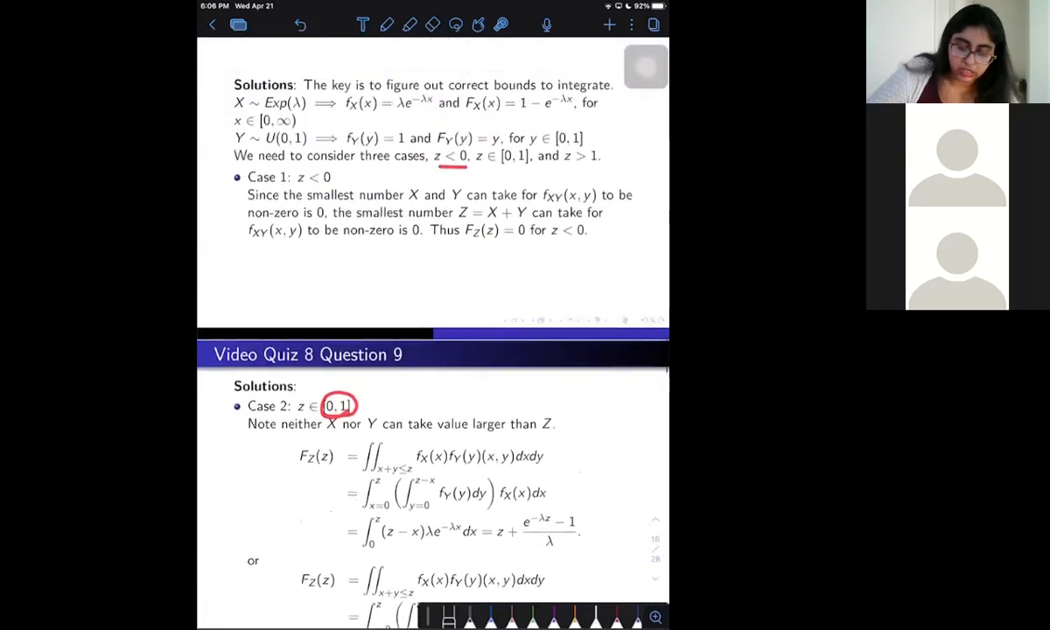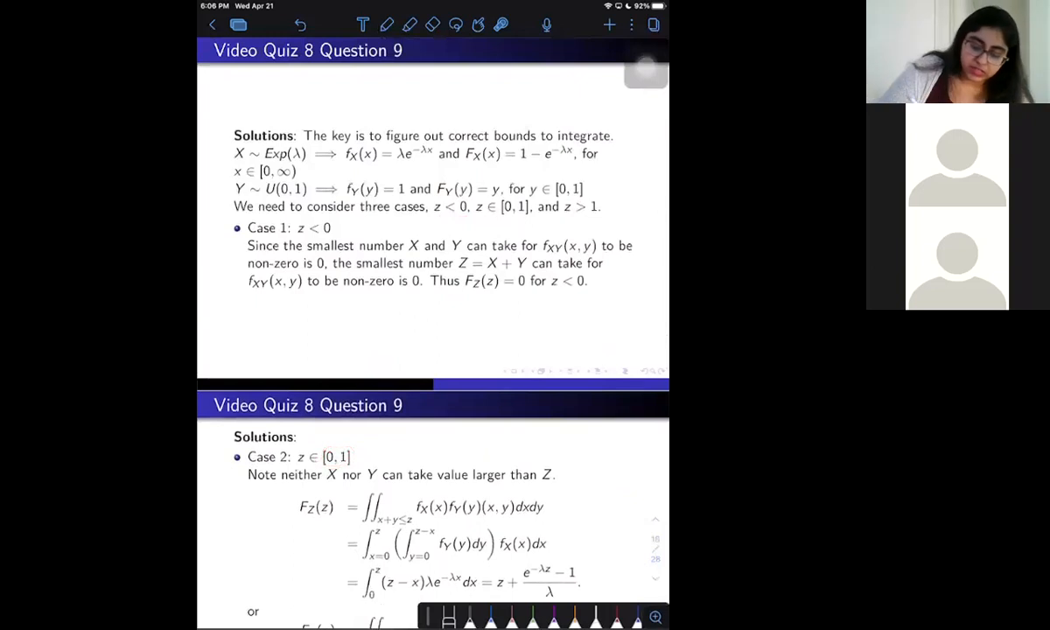So let's go through these step by step. Since the smallest number X and Y can take to be non-zero is 0, right? The smallest number it can take to be non-zero is 0. So when z is less than 0, z is the sum of x plus y.